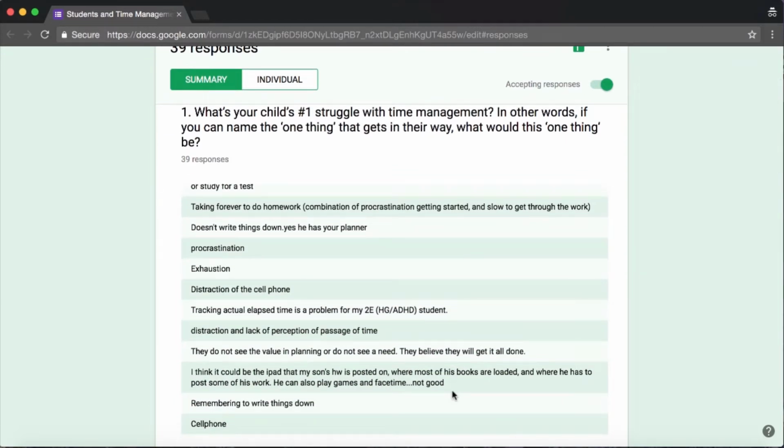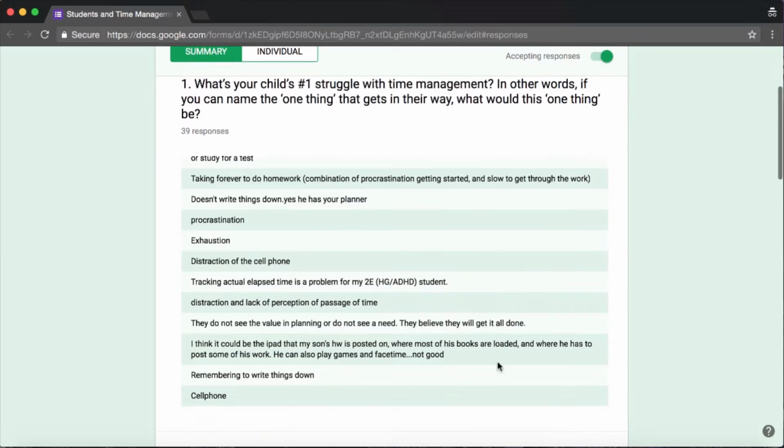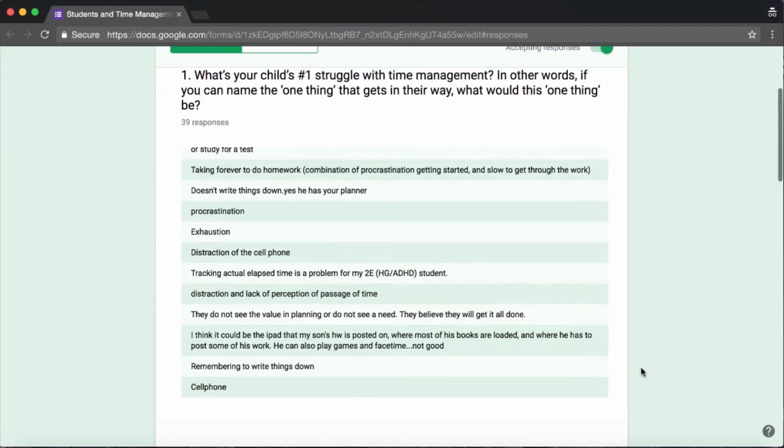So you can see here, taking forever to do their homework, doesn't write things down. Procrastination comes up again. Distraction, that comes up again. Planning, people write a lot of stuff there. I mean, this is a gold mine of information, by the way, that they're giving you here, okay?